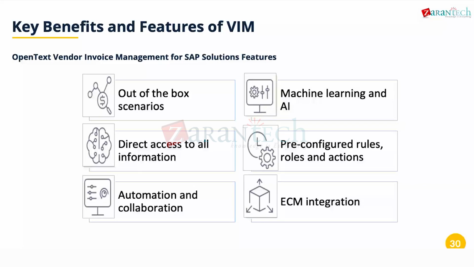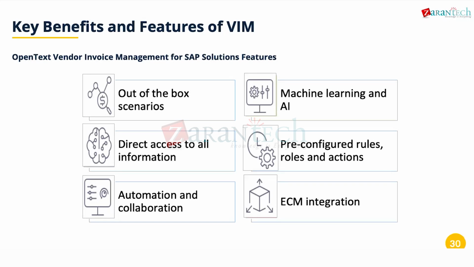There is another feature called auto coding or smart coding, which you can use for the same thing. But as of now, that's the only AI feature I know of in the VIM solution. And the next one is pre-configured rules, roles, and actions, which we are going to deal with heavily in the next two sessions. What is a rule? What is a VIM rule? What's an action? And what are the terminologies for it? And how are we going to configure that?